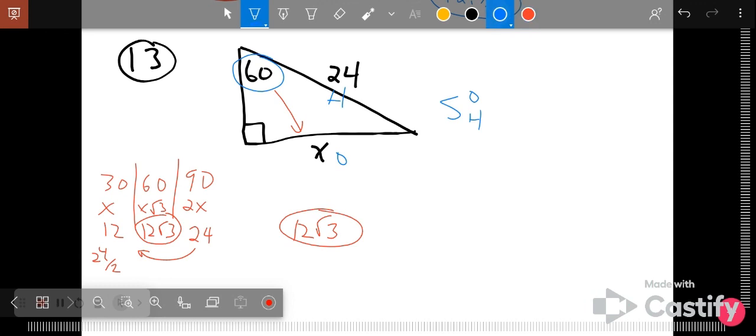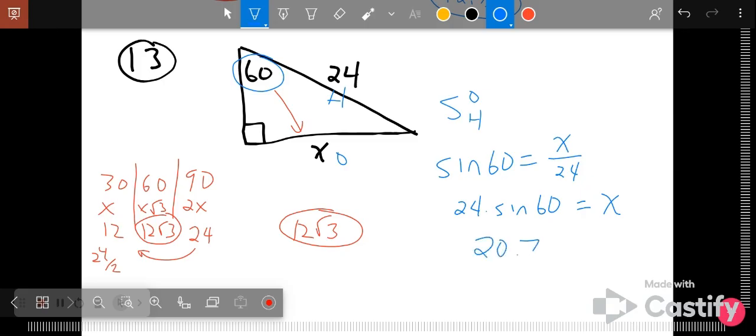Right? If I do it with sin 60 equals opposite over hypotenuse, x over 24. We times by 24, 24 times sin 60. And now you just type that into your calculator, making sure your calculator is in that degree mode. And you get 20.78. And that is every bit as good an answer to this problem.